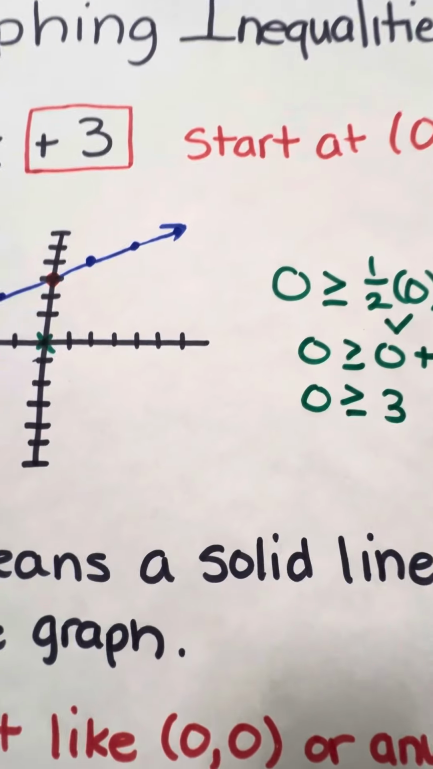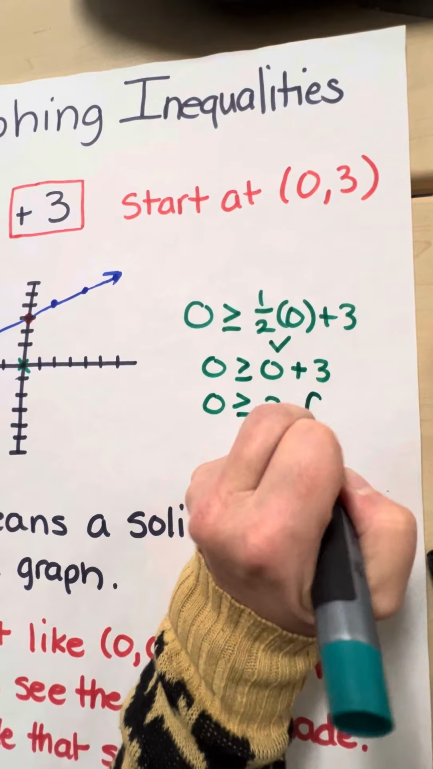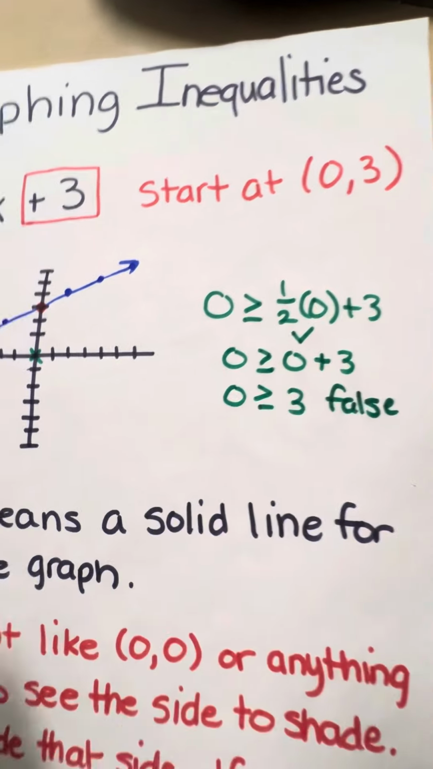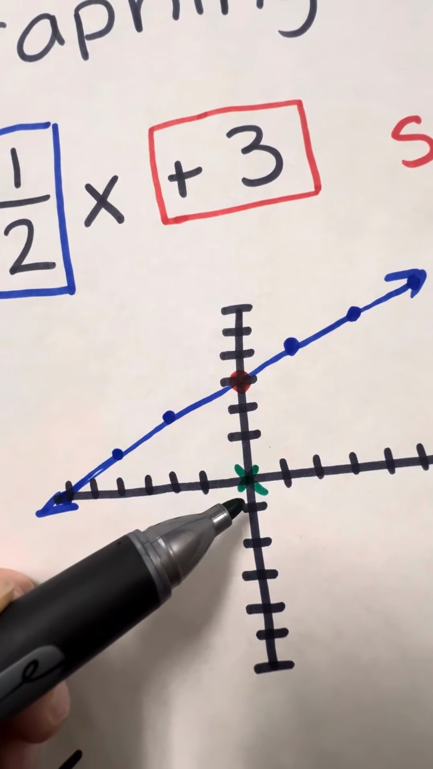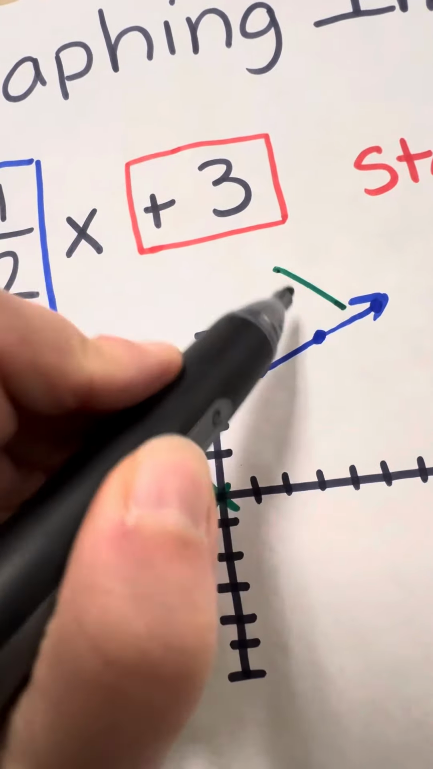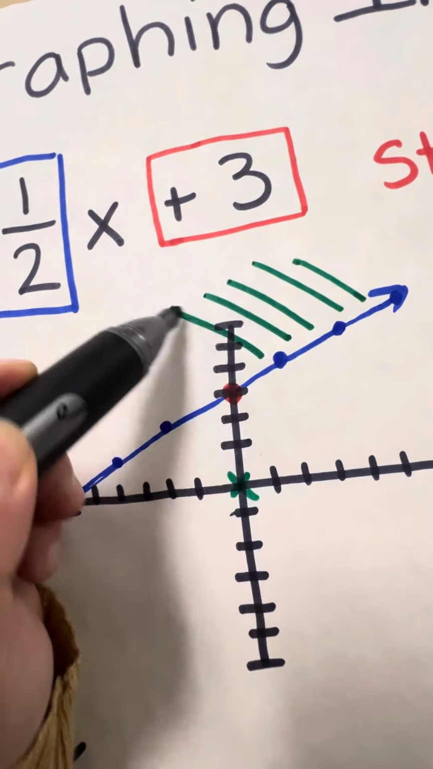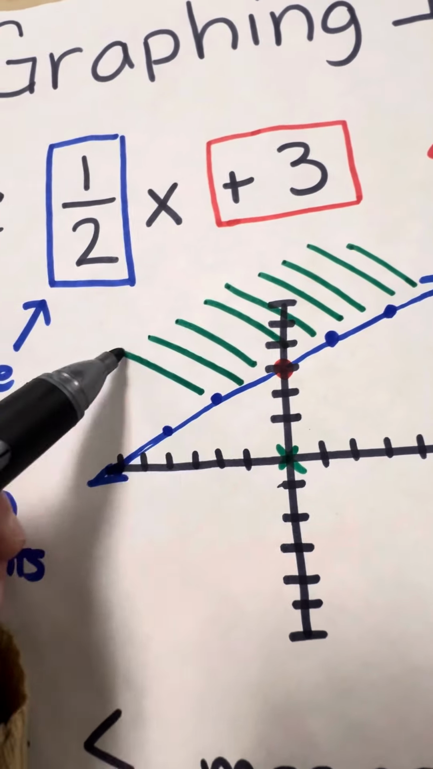And so if we look at this, 0 is greater than or equal to 3. Is that a true statement? The answer is that's false. So since the point that we made was over here, that's not a side that we want to shade. So we would shade up here. And that's how we do our shading for an inequality statement.